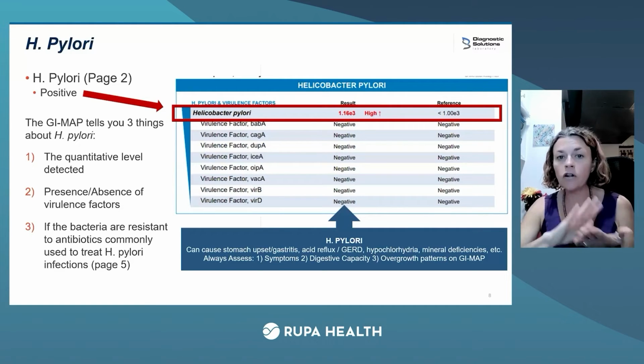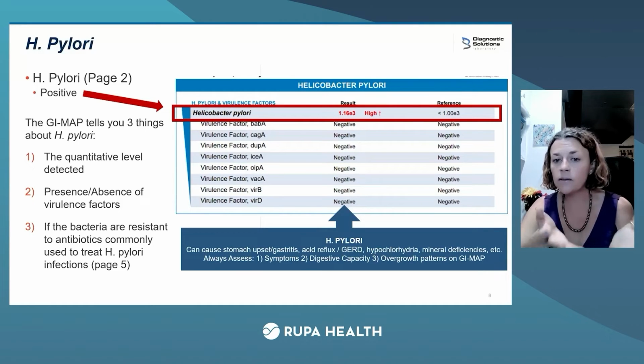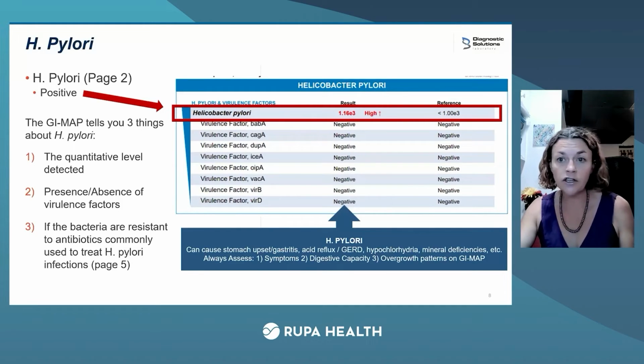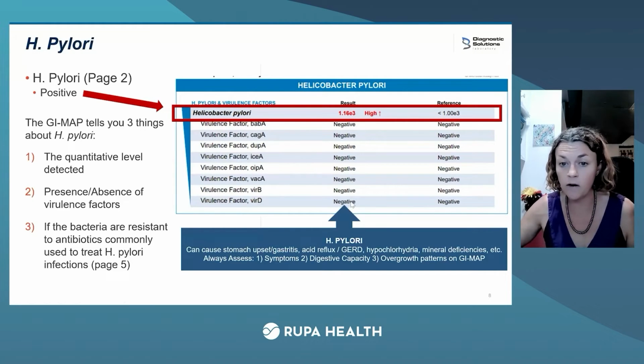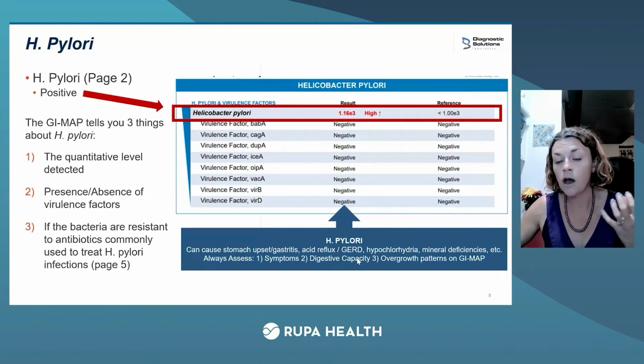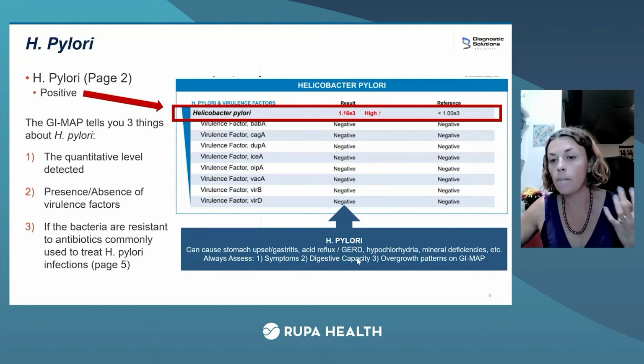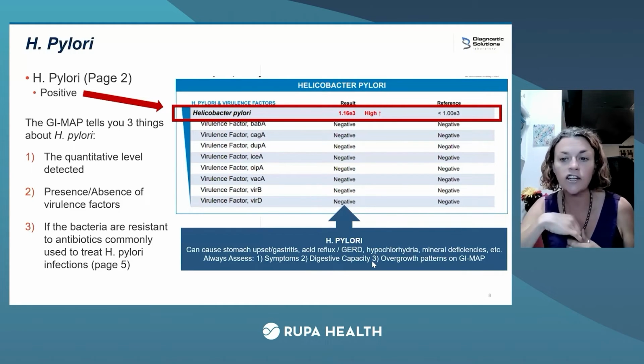So you're getting a level, you're getting the virulence factors, and you're getting the antibiotic resistance. And H. pylori is a big deal. It's controversial. If you get 5 different practitioners in a room and ask for their opinion on this whole H. pylori story, you're probably going to get 5 different opinions, to be perfectly honest. But what we do know is that H. pylori can have a major influence on symptoms like upset stomach, gastritis, acid reflux, GERD, hypochlorhydria, mineral deficiencies, etc. We're going to talk a little bit more about the hypochlorhydria connection in a minute.